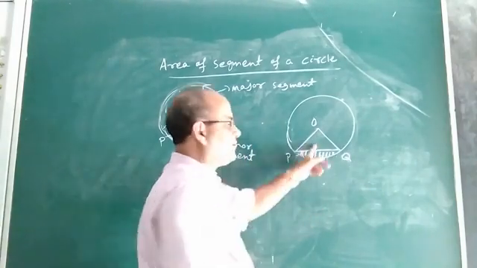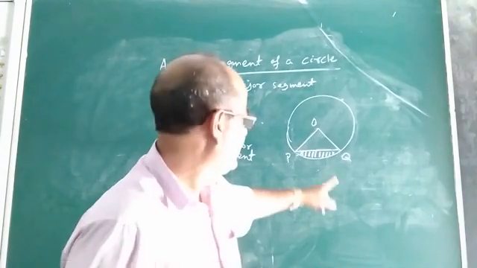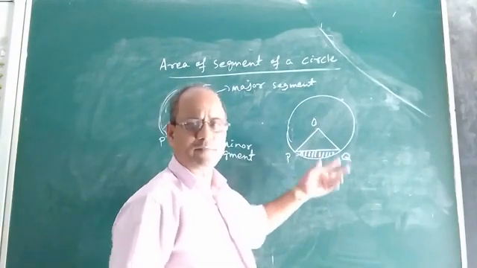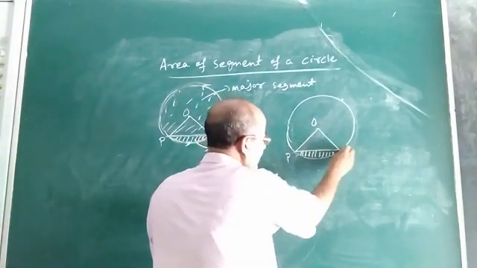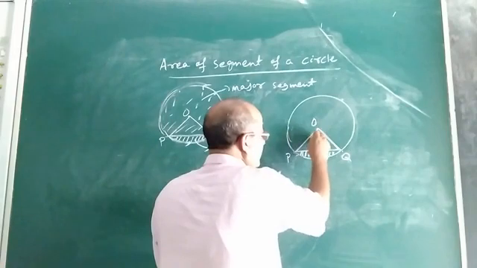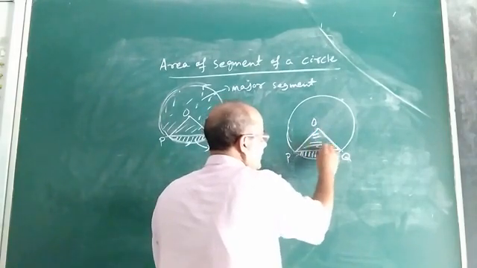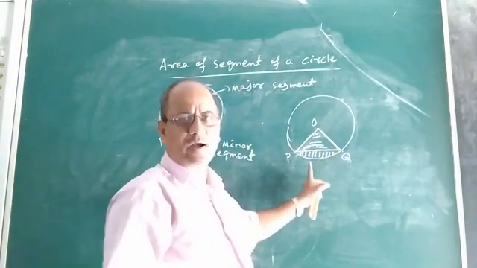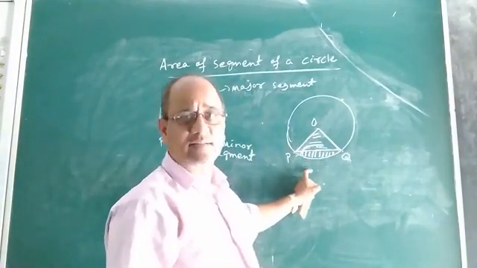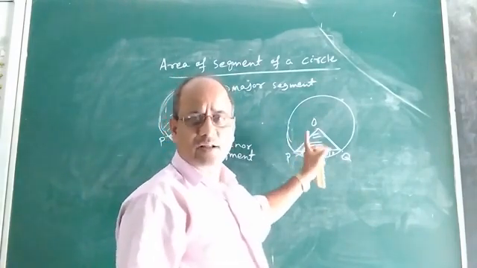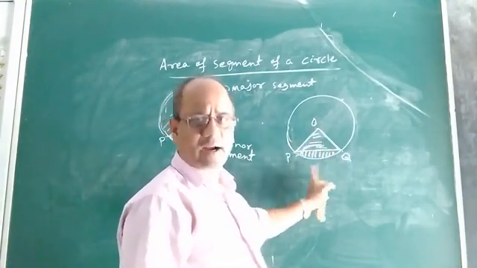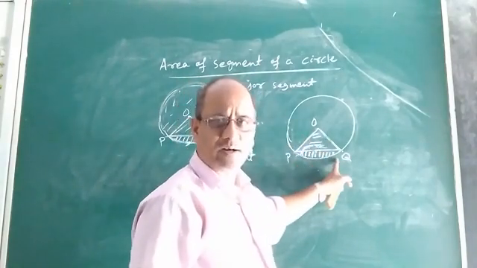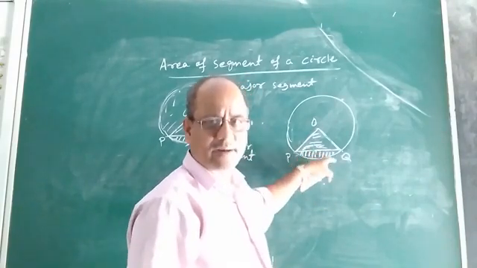Now how to find the area of this minor segment? Children, in order to find the area of this minor segment, I think it is sufficient if we can find the area of OPQ, the entire portion. These are two radii and this is the arc. As I told you while discussing the concept of a sector, a sector is the union of two radii and one arc. This region is enclosed between the two radii and one minor arc. So it is a sector, a minor sector.